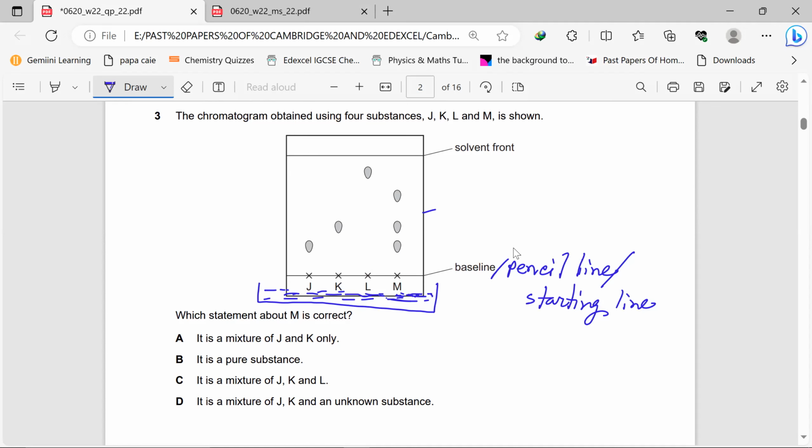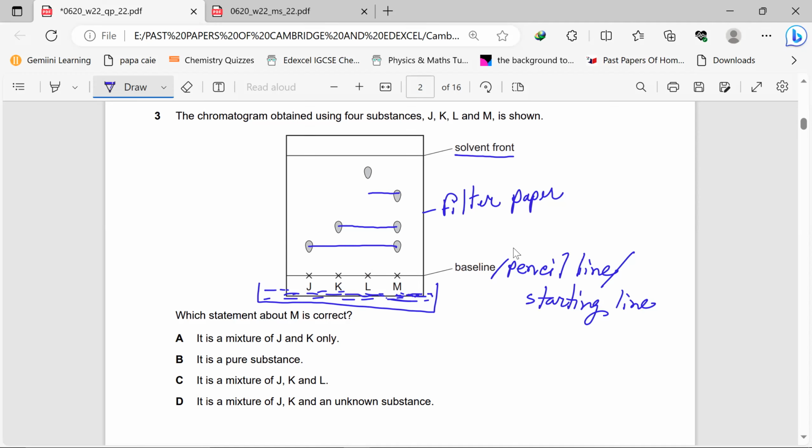It is a mixture of J and K only. K has one spot with the same RF value, meaning they have traveled the same distance from the baseline. So K is fine. J, yes, this is also fine. So J and K, fine. L, we cannot see that it is aligned with L. So a mixture of J and K only is not true, because we have another spot. We need to look at other substances.